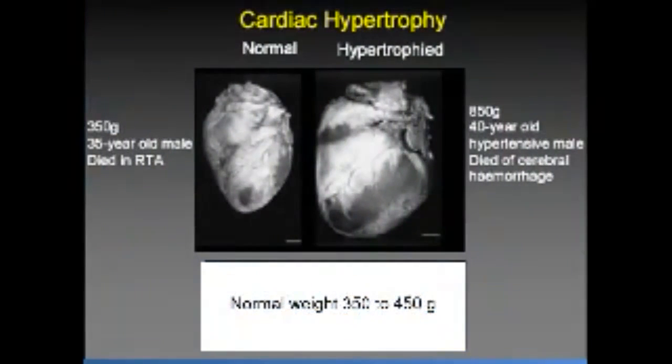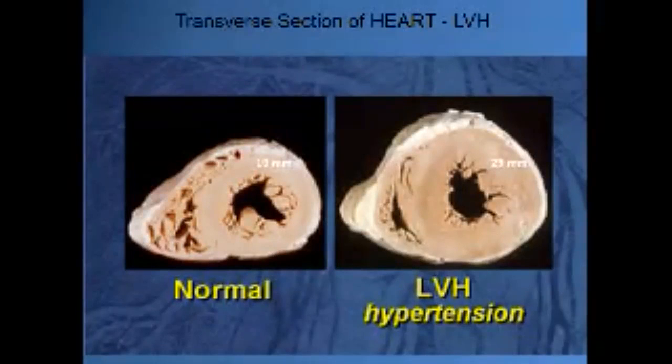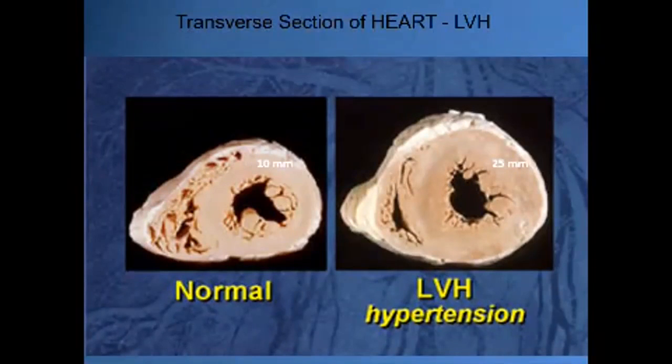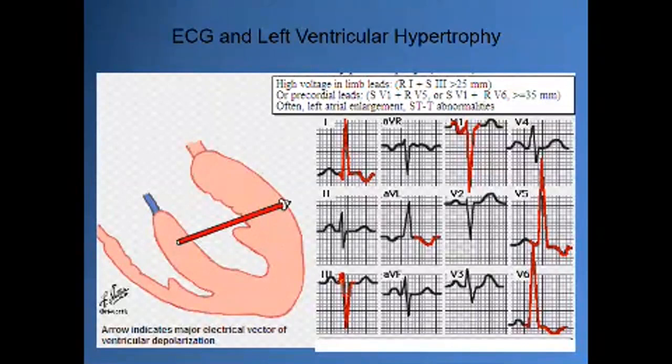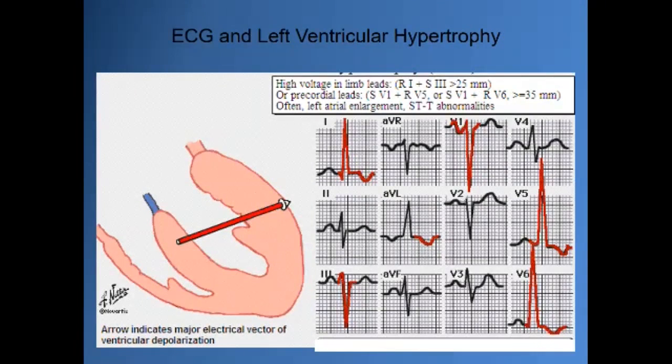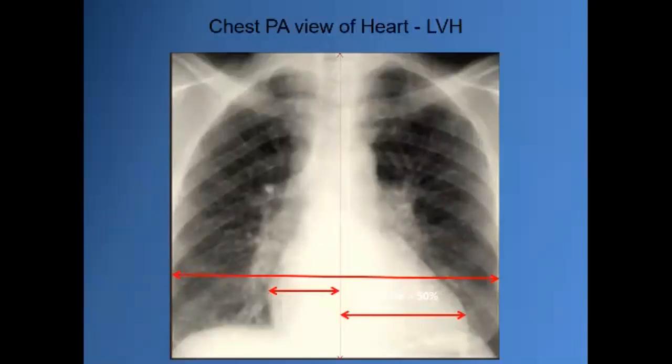This is an example of hypertrophied myocardium in a patient with hypertension compared to a patient with normal blood pressure. This is a cross-section in the myocardium showing left ventricular hypertrophy compared to normal blood pressure. This is an echocardiography with left ventricular hypertrophy compared to the patient with normal blood pressure. An electrocardiography showing left ventricular hypertrophy in hypertensive patients by voltage criteria. Chest X-ray with cardiomegaly due to left ventricular hypertrophy in hypertensive patients.